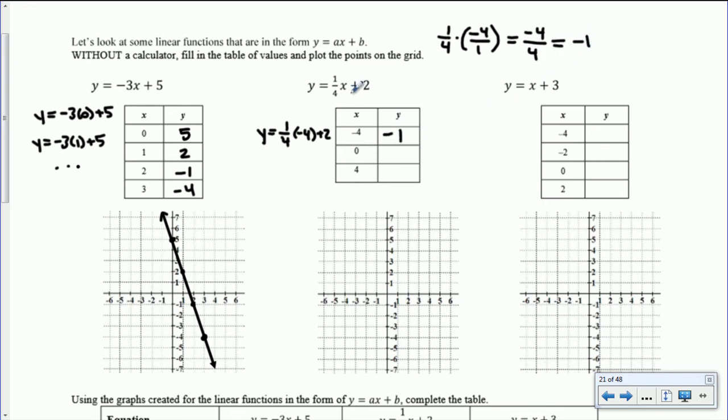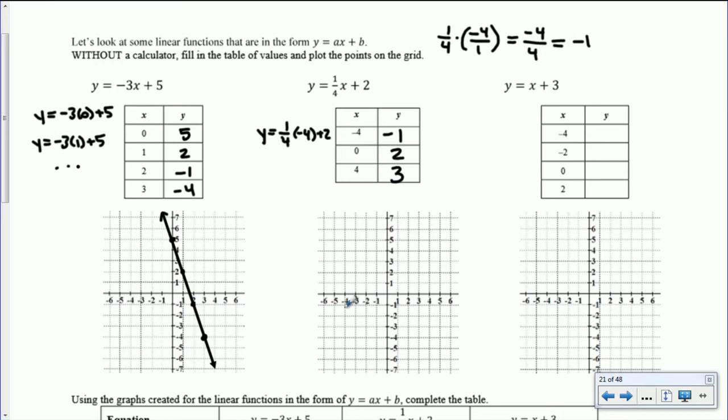So that's that. If I put a 0 in here, this whole thing goes to 0. 0 plus 2 is just 2. And then finally, 1/4 times 4 would give you 1. Similar logic to this, except I don't have the negative, so it would be +1. 1 plus 2 is 3. So I can plot these points.